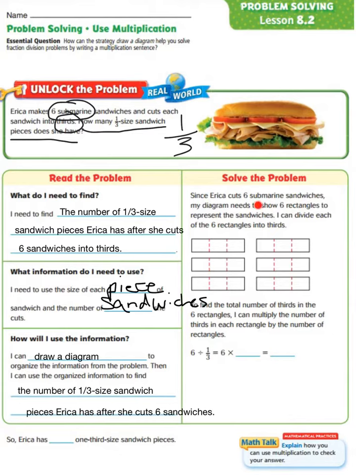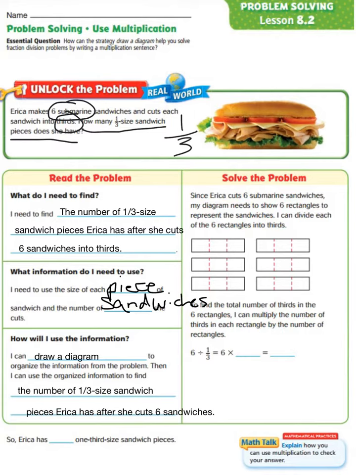Since Erica cut 6 submarine sandwiches, my diagram needs to show 6 rectangles to represent the sandwiches. I can divide each of the 6 rectangles into thirds. So we have 1, 2, 3, 4, 5, 6 rectangles, and each one is cut into 1, 2, 3 thirds. To find the total number of thirds in the 6 rectangles, I can multiply the number of thirds in each rectangle by the number of rectangles.